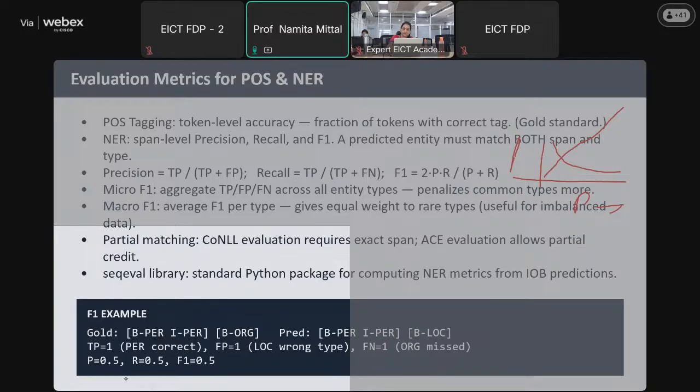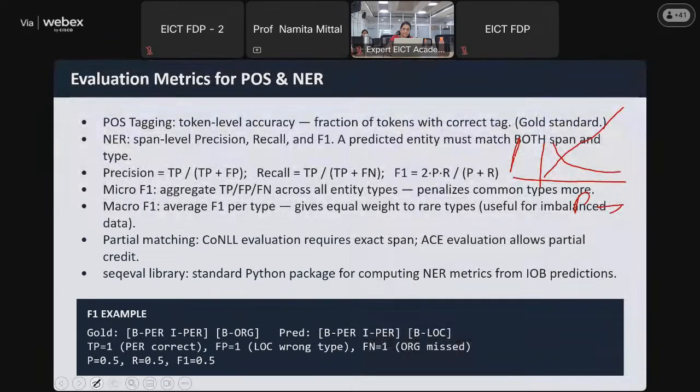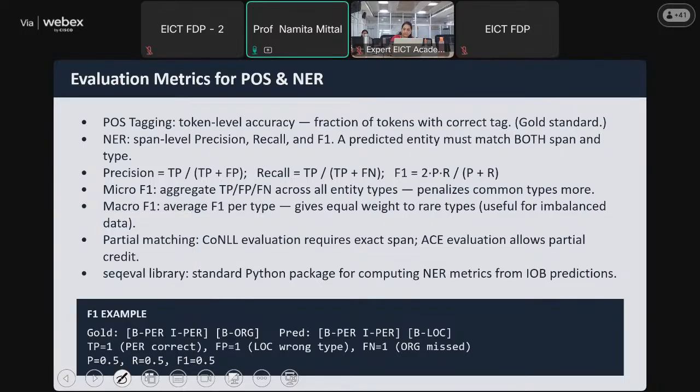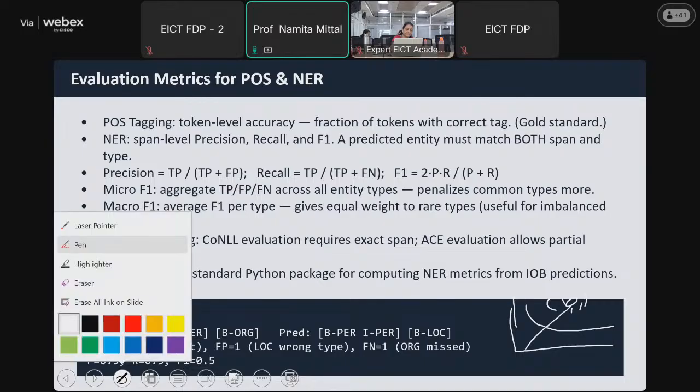But in general, this is the graph: if precision is going up, then recall goes like this. While we want the point 1 comma 1. We want this, but it's not possible. It doesn't happen actually.